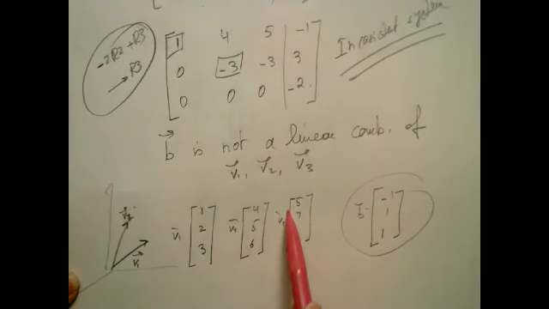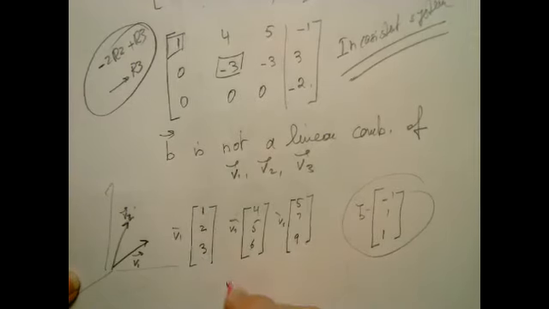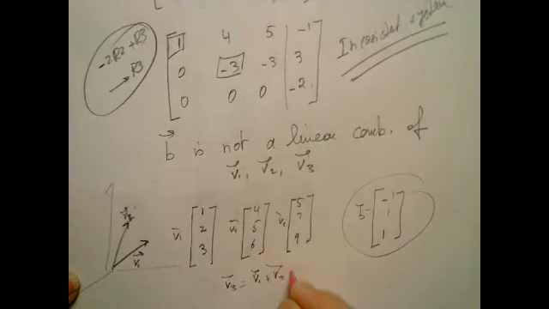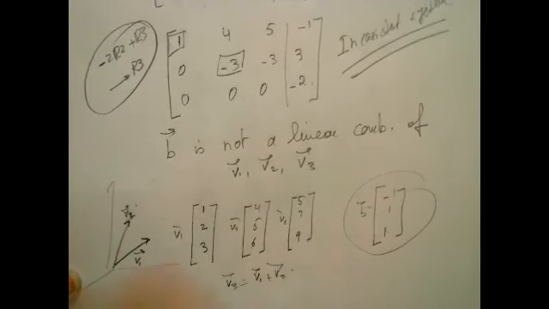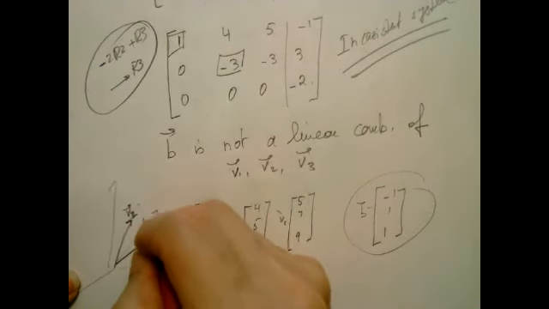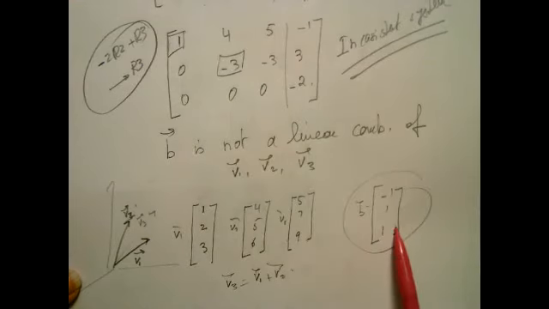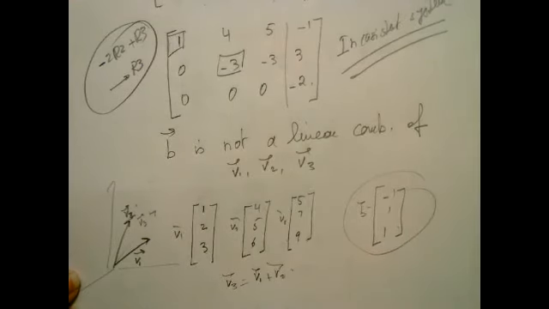1 plus 4 is 5. 2 plus 5 is 7. 3 plus 6 is 9. So I really picked a vector V3, which is nothing more than the sum of those two. So if this is V1, this is V2, my vector V3 is somewhere in here. Okay. Now, the vector B is not a linear combination.